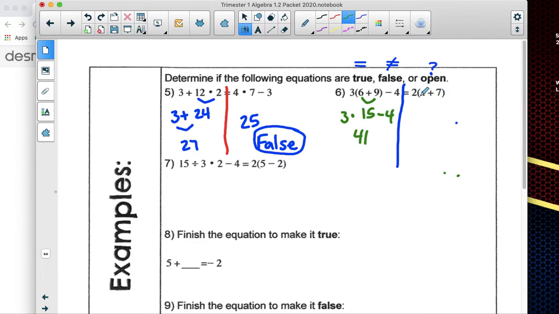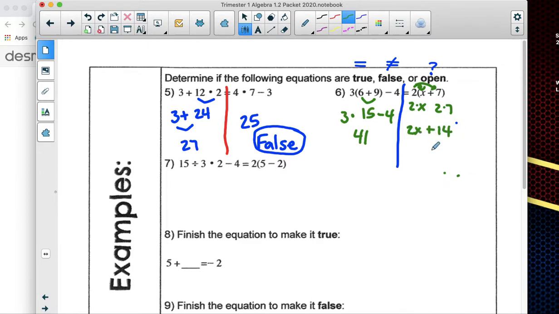On this side I have 2 times x plus 7. So 2 times the quantity of x plus 7. If we were going to simplify this, we would start by distributing 2 times x and then 2 times 7. So 2 times x would be 2x, and 2 times 7 is 14.